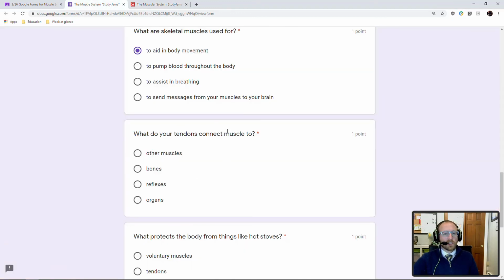What do your tendons connect muscle to? Bones. Give me a hard one, Mr. Lynch. Come on now.